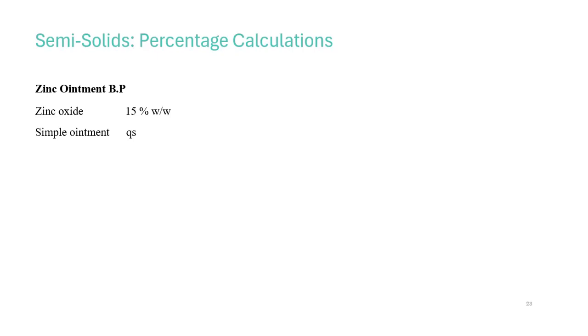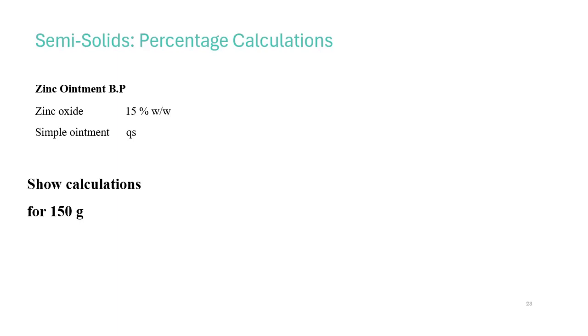Now, zinc ointment, BP, is zinc oxide 15% in simple ointment. So what does that mean? It means every 100 grams of this product, zinc ointment BP, carries 15 grams of zinc oxide evenly distributed within 100 grams of this ointment. That's what percentage means. So if I should ask you to enlarge the formula, in the previous recording I reduced the formula. In this one, I'm being intentional to enlarge the formula.